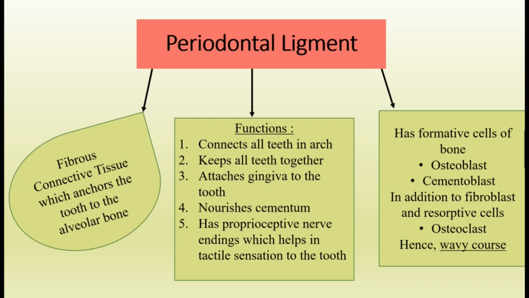And periodontal ligament has formative cells like osteoblast, cementoblast, in addition to fibroblast and resorptive cells, osteoclast. As you remember, clasts are the cells which are responsible for the resorption of the tissue, and blasts are the cells which have the ability to form these tissues. Hence, they have a wavy course, formative and resorptive. That gives it a reason to have a wavy course.